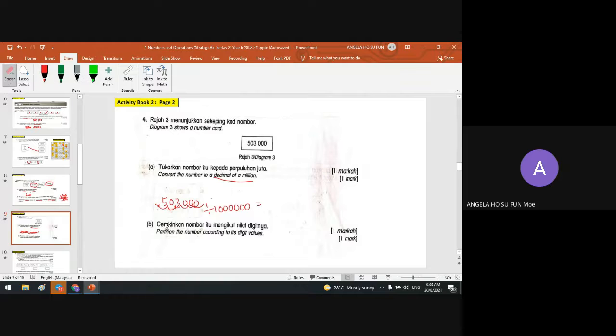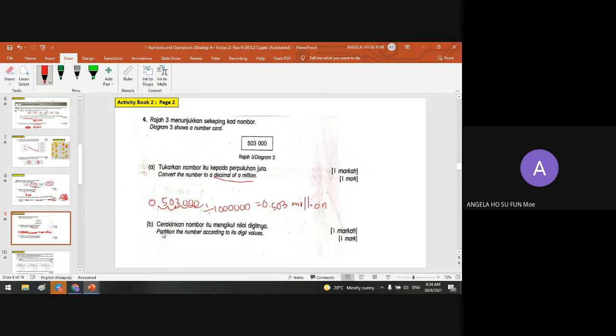Something wrong with this. Okay. So it becomes 0 here. Hold on. The pen is not working. So 0.503. You have to write the million at the back. Okay. Write million at the back. Teacher's pen is not really good. Okay. So this is 0.503 million.